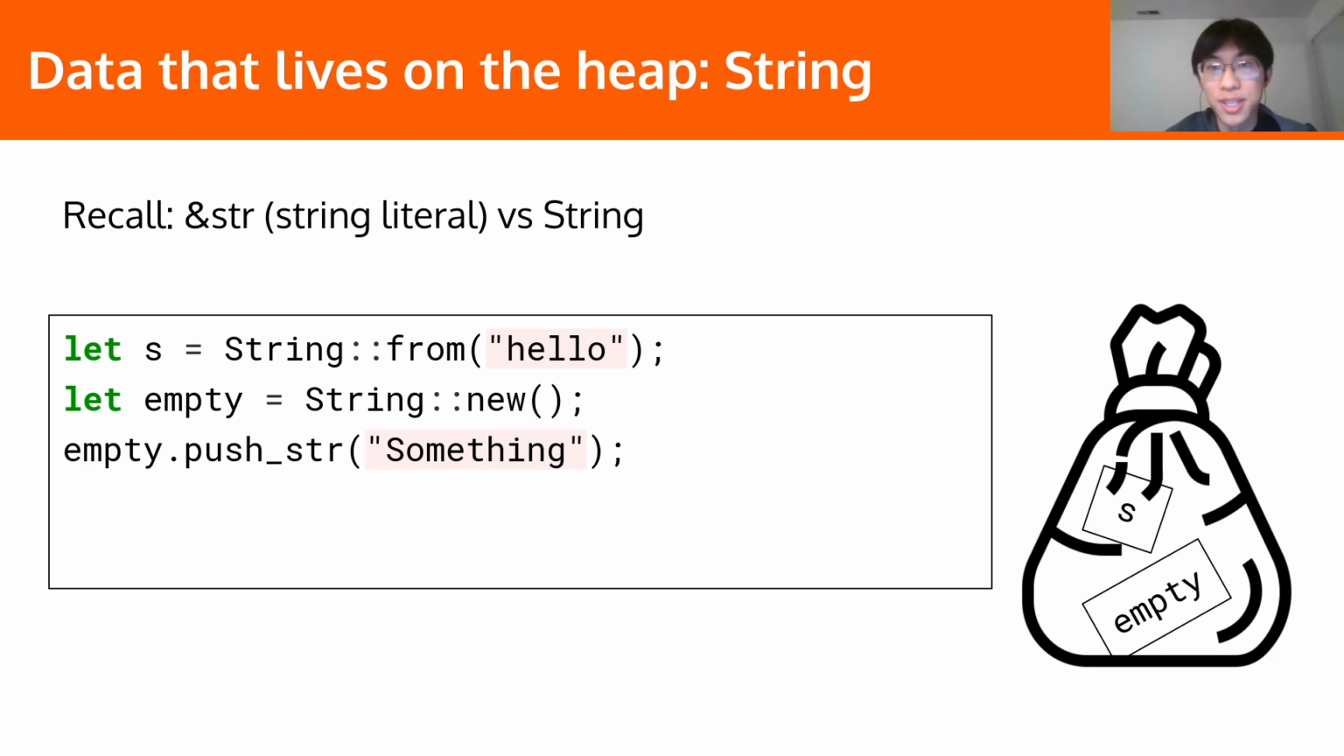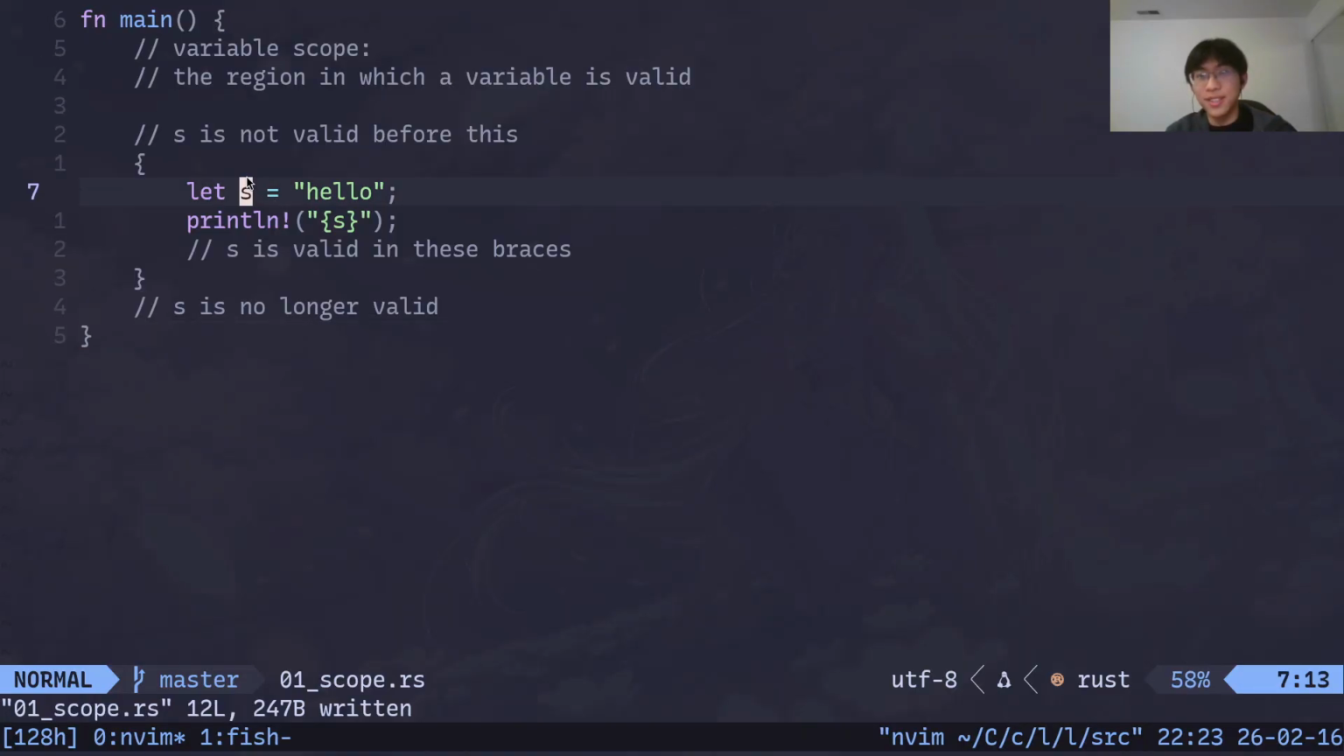So let's talk about some data that lives on the heap, and that is through the String data type. If you'll remember, we have these string literals versus the String class. So here, this s is a string literal, and the data here doesn't live on the stack. It lives in some static memory area, and then s is secretly a pointer to that static memory area. But basically, it doesn't live on the heap.